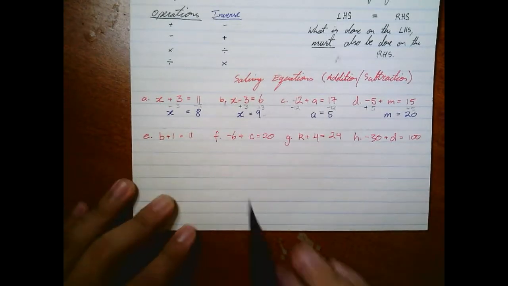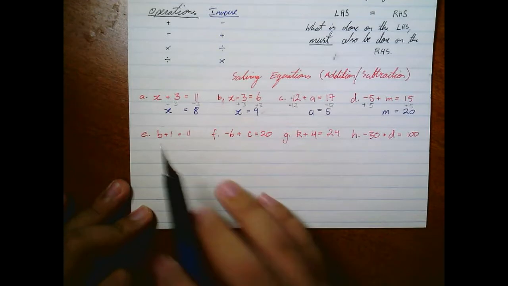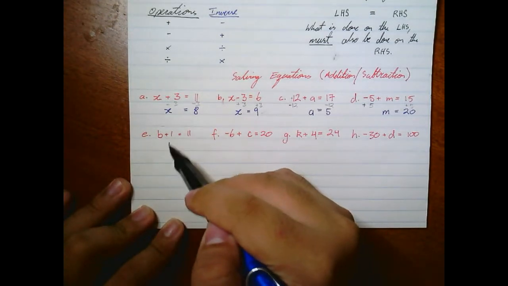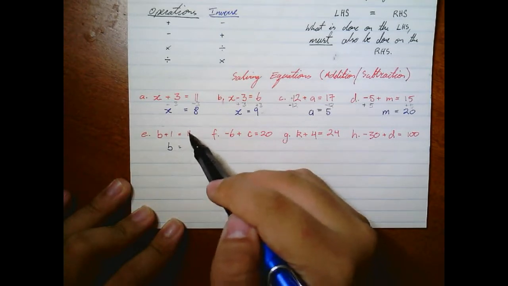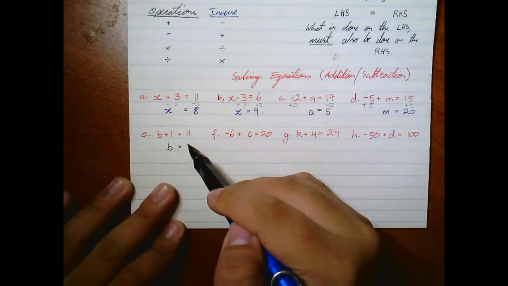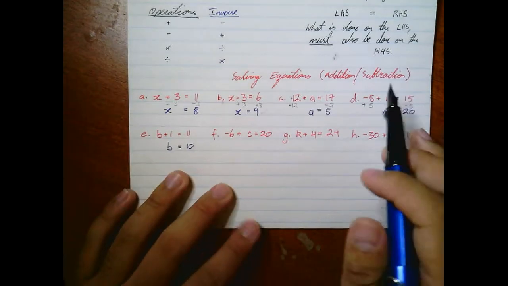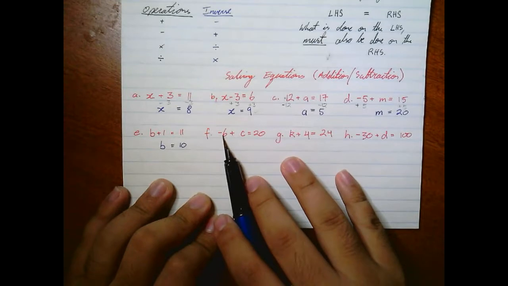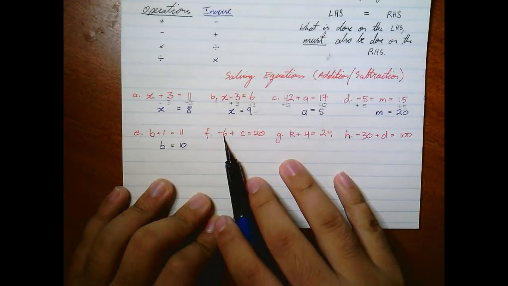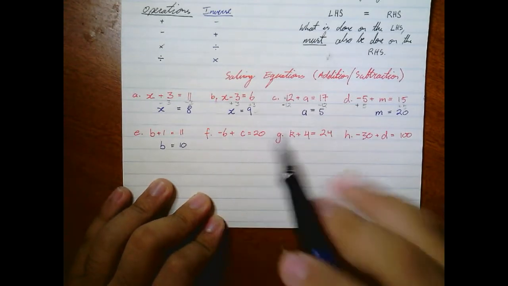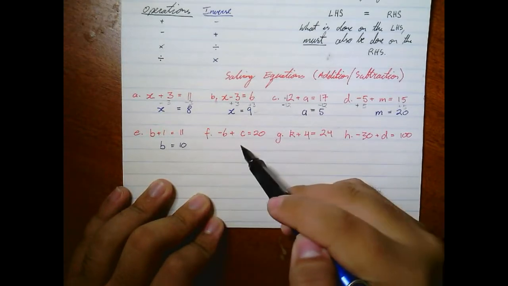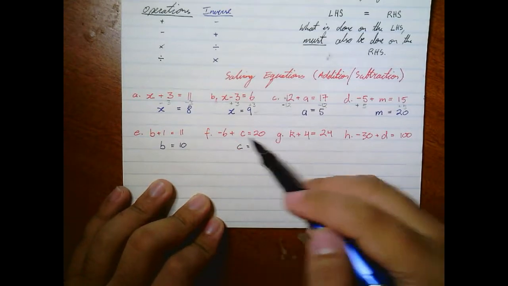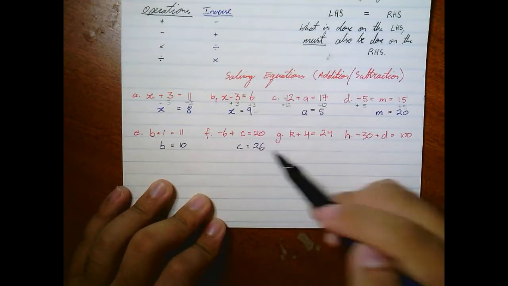Here we go. Inverse operation is minus 1. So subtracting 1 on both sides, B is remaining. 11 minus 1 is 10. C is our variable, so it's going to be minus 6, the operation. The inverse is plus 6, so adding 6 to this, we get 0. So C is by itself. 20 plus 6 is going to be 26.